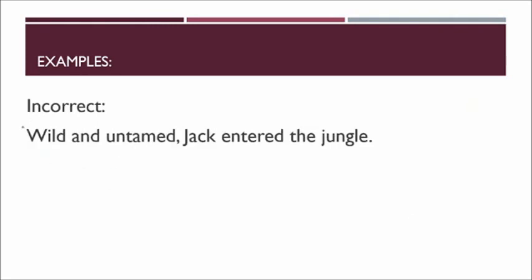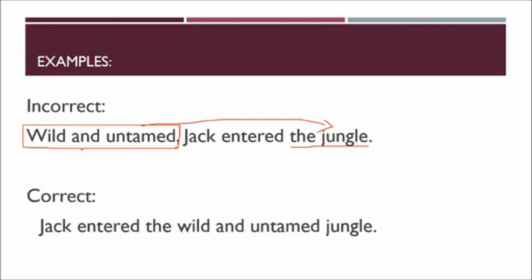So here in this sentence, the modifying phrase is "wild and untamed." What is being described as wild and untamed? Of course, the jungle. So all we need to do is to transfer the jungle beside the modifying phrase. So this is the correct one. Jack, as the subject in the sentence, entered the wild and untamed jungle. So you have here the modifying phrase describing the jungle. I hope you get me.